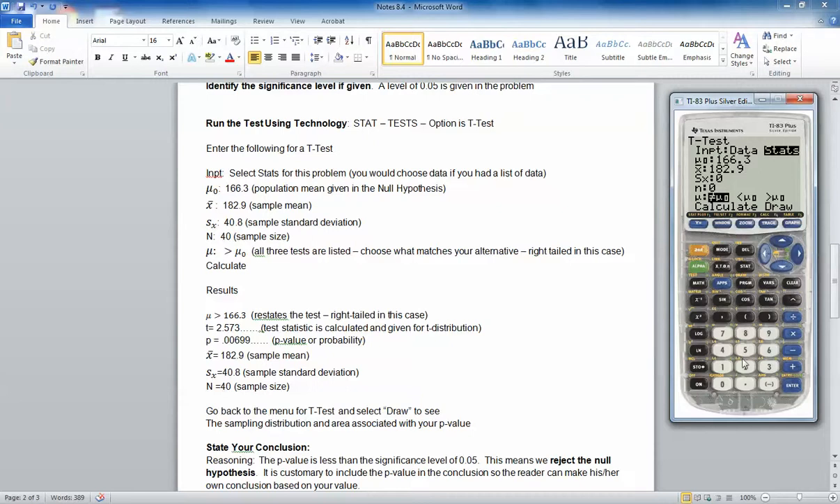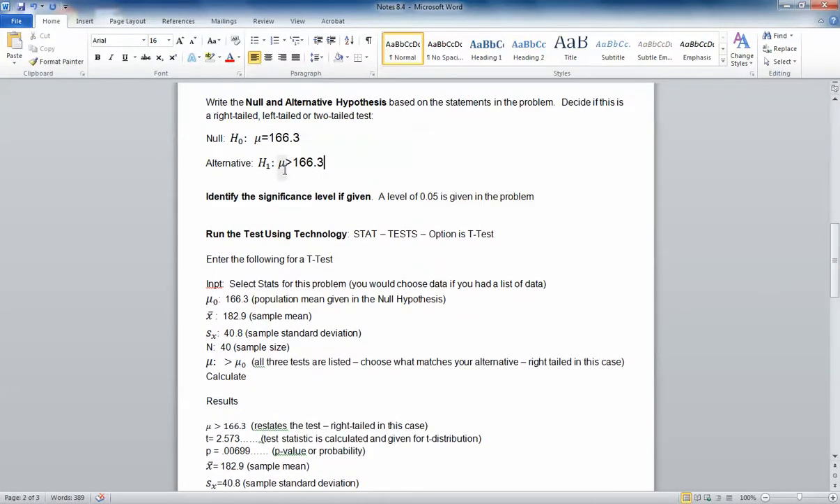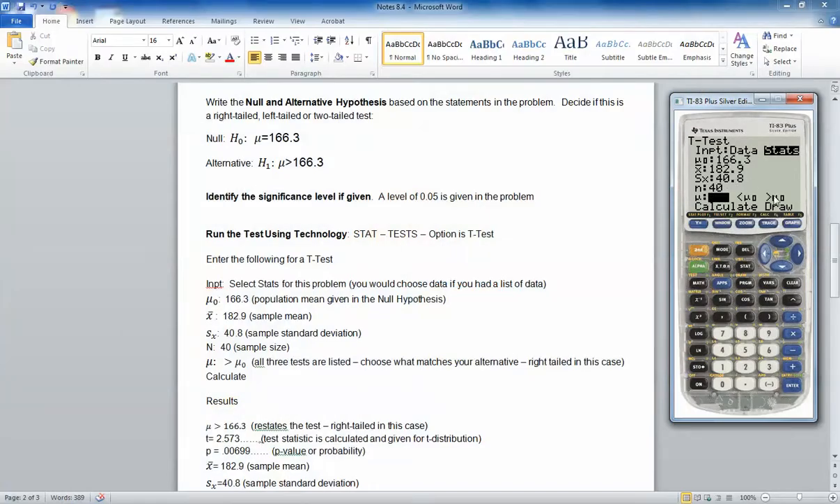Our sample standard deviation was 40.8, and our sample size was 40. And the test that we're doing this time, take a look at your alternative hypothesis. Its mean is greater than 166.3, so that's what we choose on the calculator, greater than. So we arrow over there, hit enter, and then we're going to calculate.